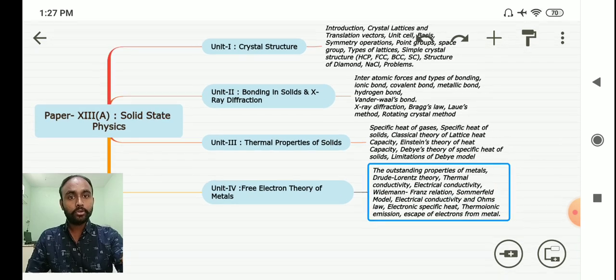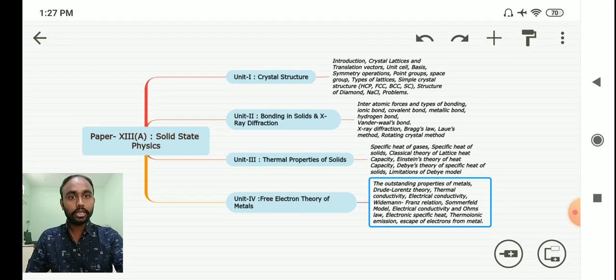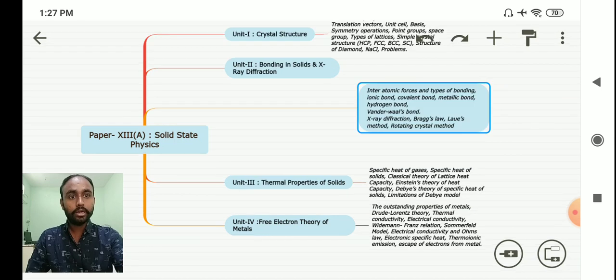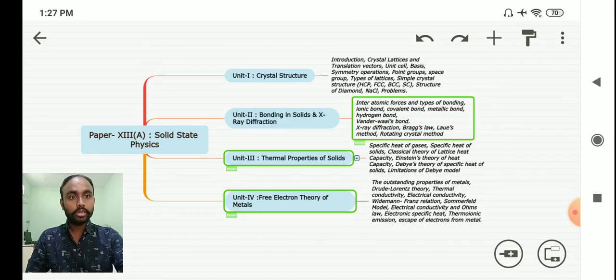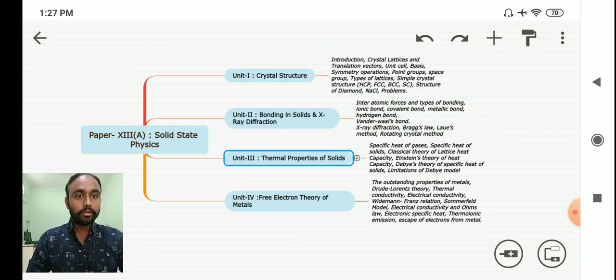So you can see at one glance on the screen we have 4 different units and their contents also. So this is paper 13A solid state physics, 4 different units and their contents. This video ends here only, because this is only made for the introduction of the syllabus. From the next video onwards we will look into the detailed syllabus of this particular paper. Okay, thank you.